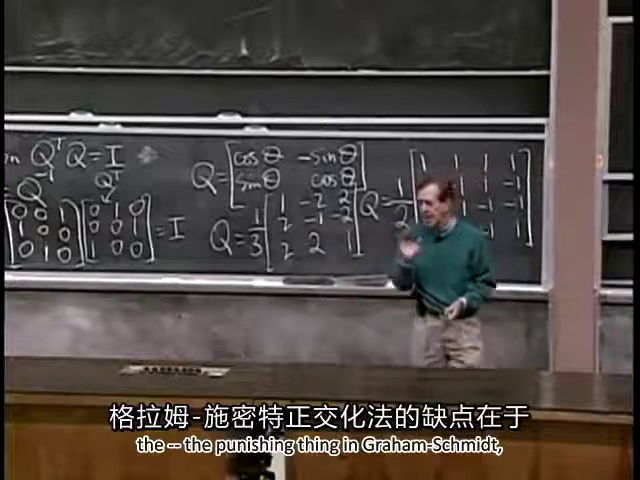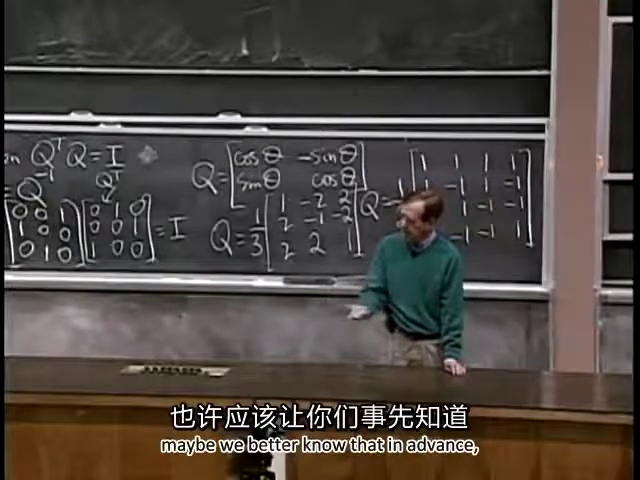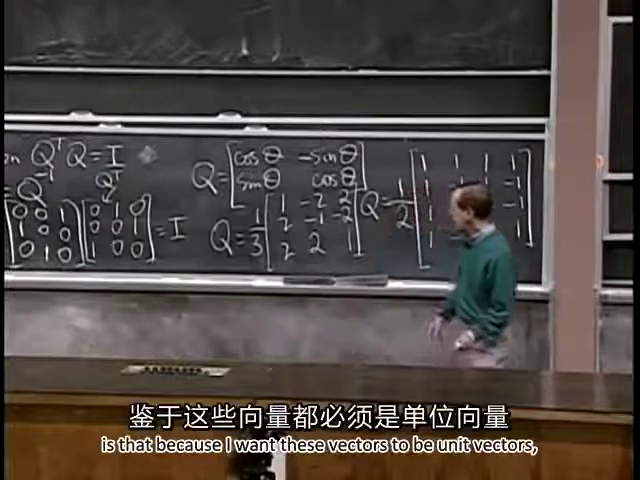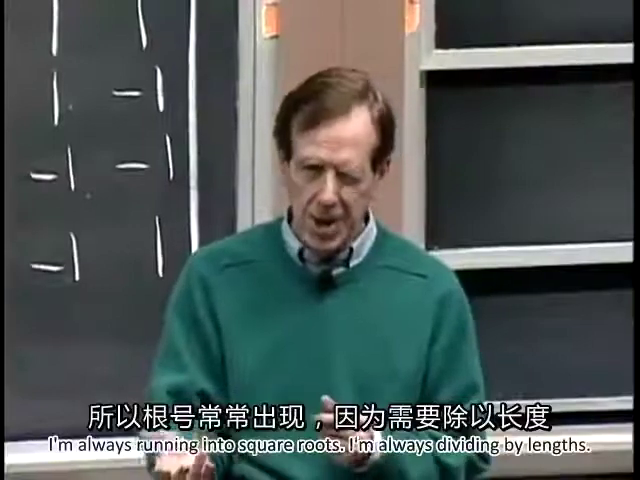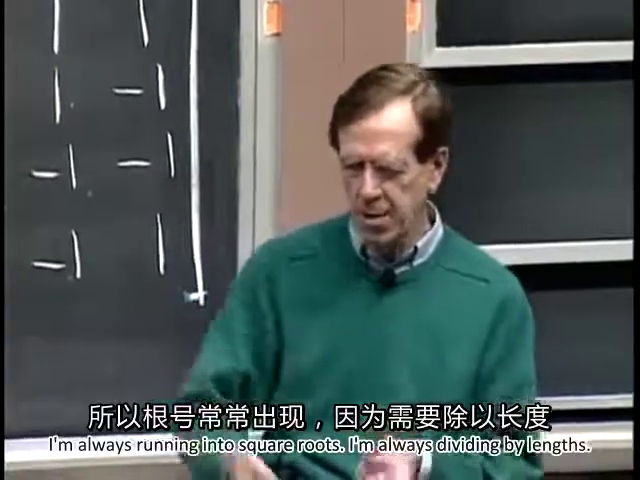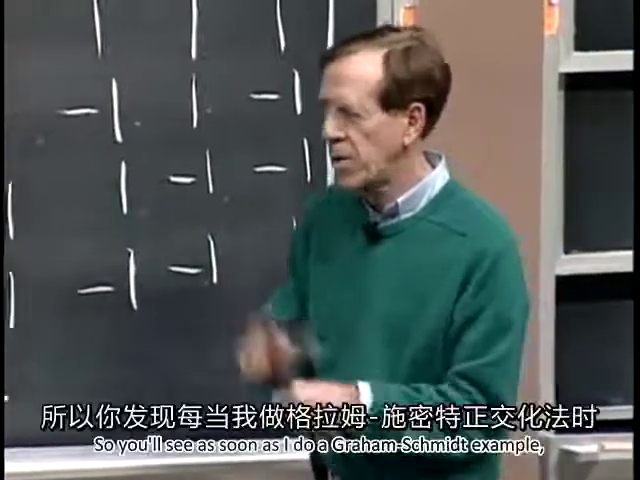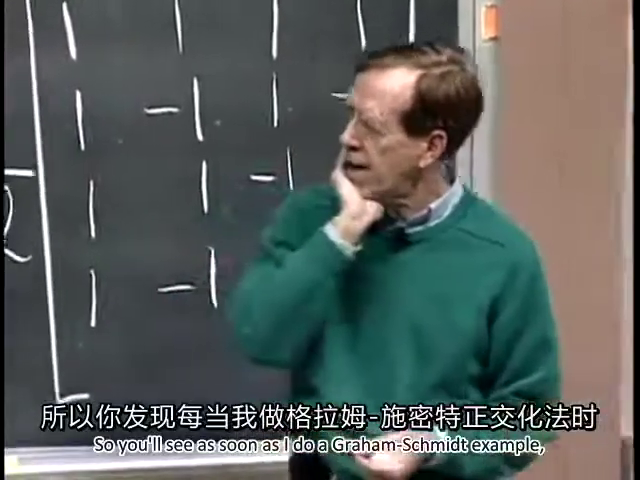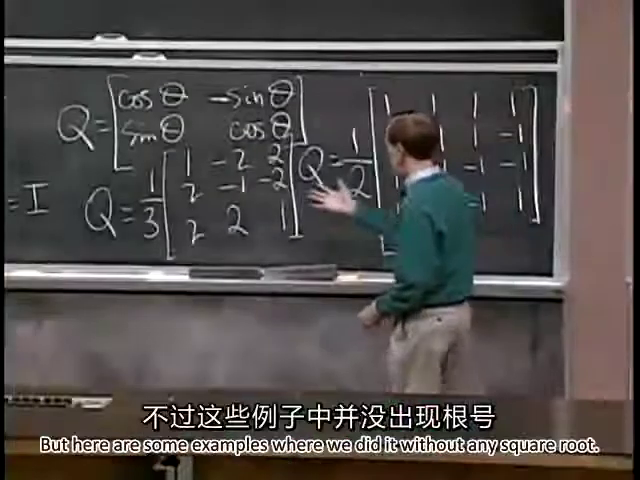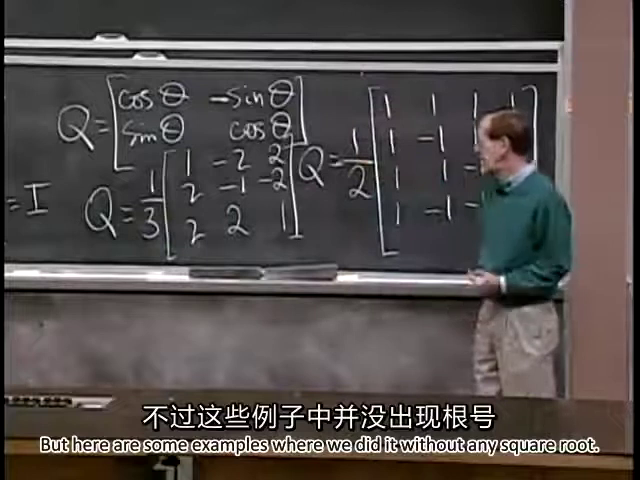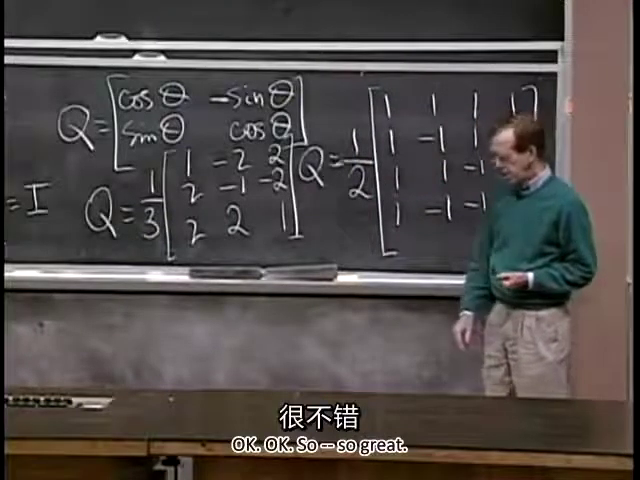The punishing thing in Gram-Schmidt, maybe we better know that in advance, is that because I want these vectors to be unit vectors, I'm always running into square roots. I'm always dividing by lengths, and those lengths are square roots. So you'll see, as soon as I do a Gram-Schmidt example, square roots are going to show up. But here are some examples where we did it without any square roots.